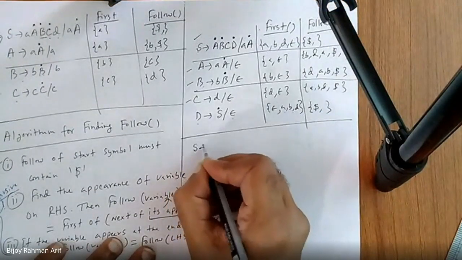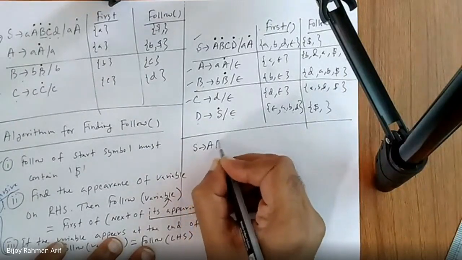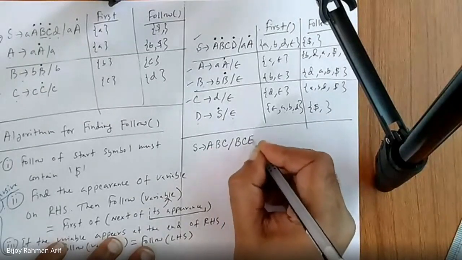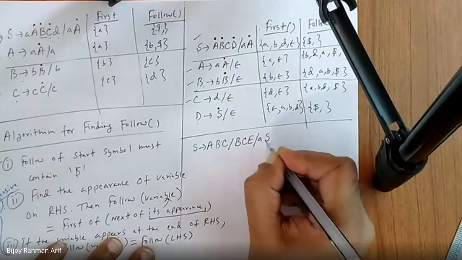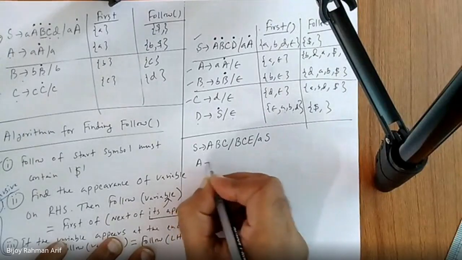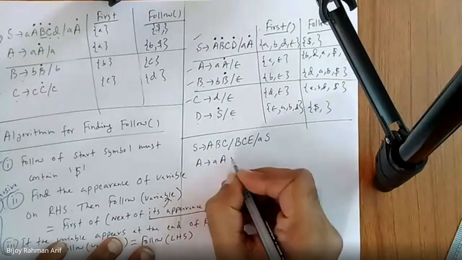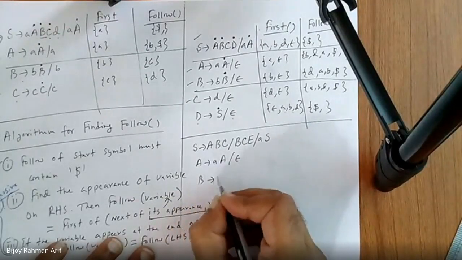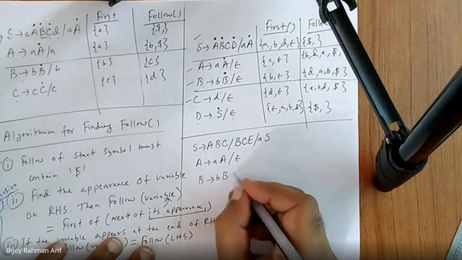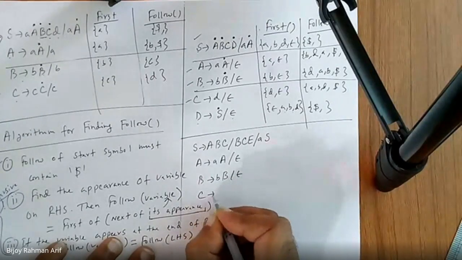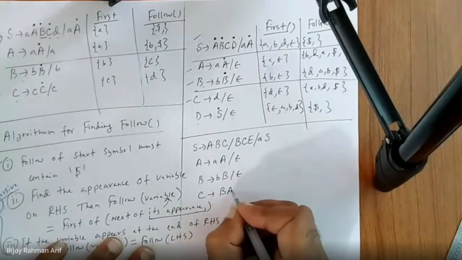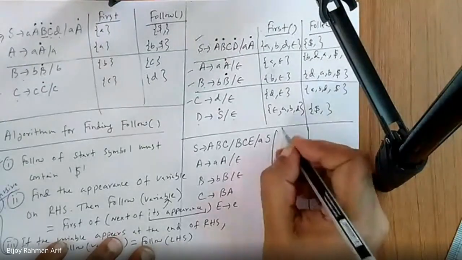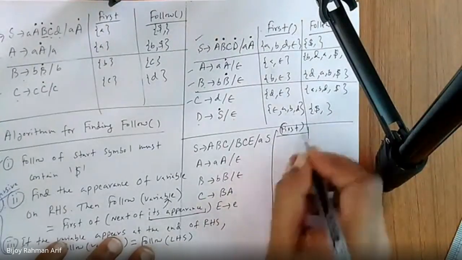S derives capital A, capital B, capital C, or capital B, capital C, capital E, or small a, S. A derives small a, capital A, or epsilon. B derives small b, or capital B, or epsilon. C derives capital B, capital A. E derives small e. So what would be my first task? Finding first. Am I right?